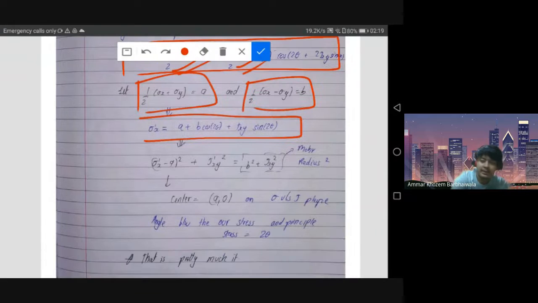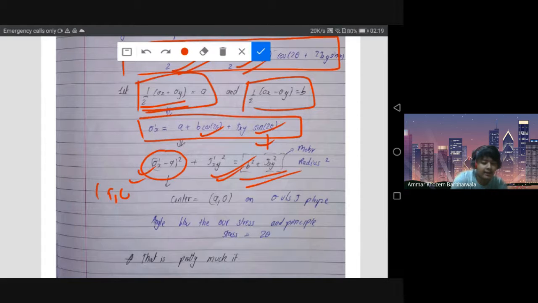If we look closely, it is like an equation of a circle. If we consider it this way, squaring and adding both of them, the cos and sin terms are eliminated, and we finally end up with this equation of a circle. You can see that this is a circle centered at a comma 0. The center of the circle is at half of sigma x plus sigma y, and its radius is the square root of b squared plus tau xy whole squared, where b is this.